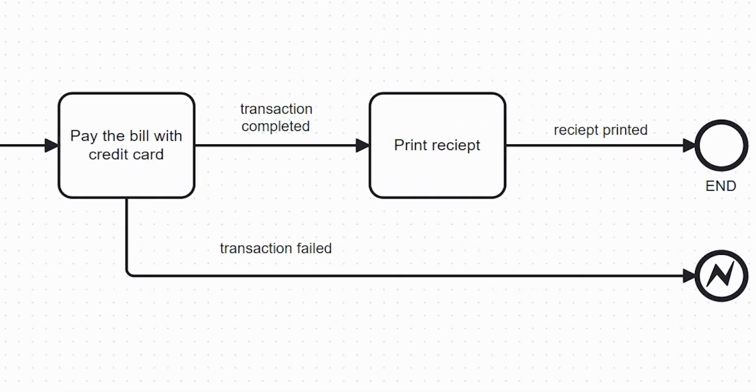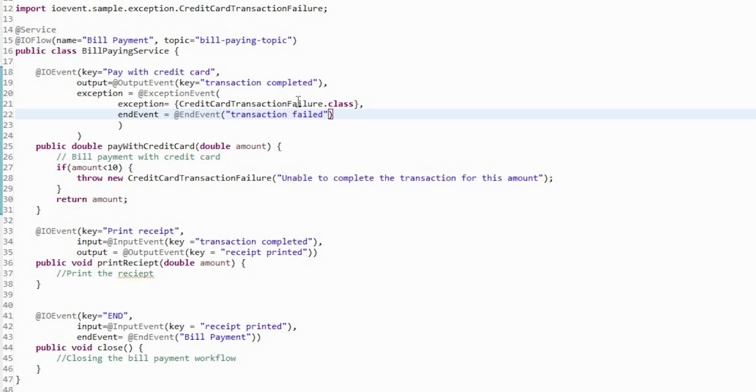Now let's switch to the code and see the implementation using the IOEvent framework. We will be adding the exception and using the exception event annotation. We add the runtime exception. We want to end the workflow when it is encountered. And finally, we add the end event annotation with the failure event. Let's restart the instance and see the new results.